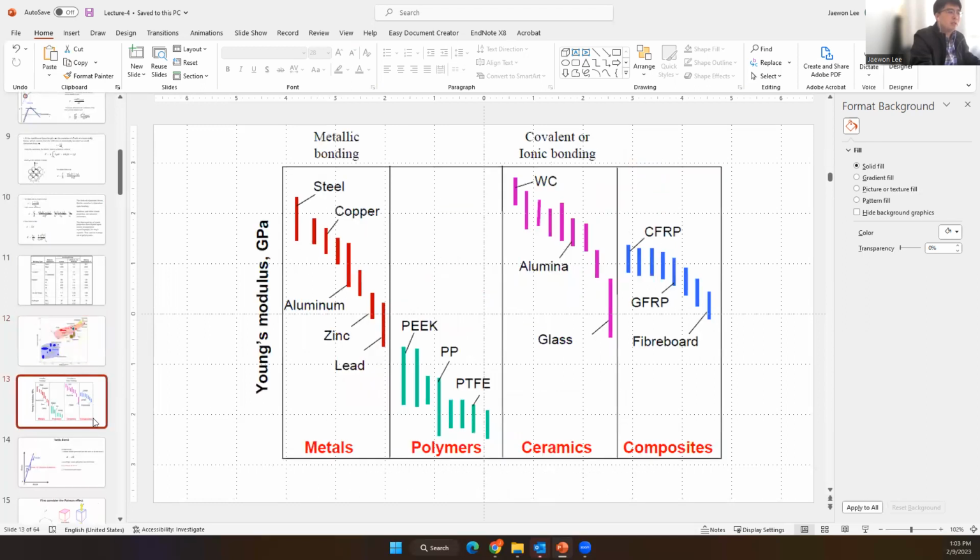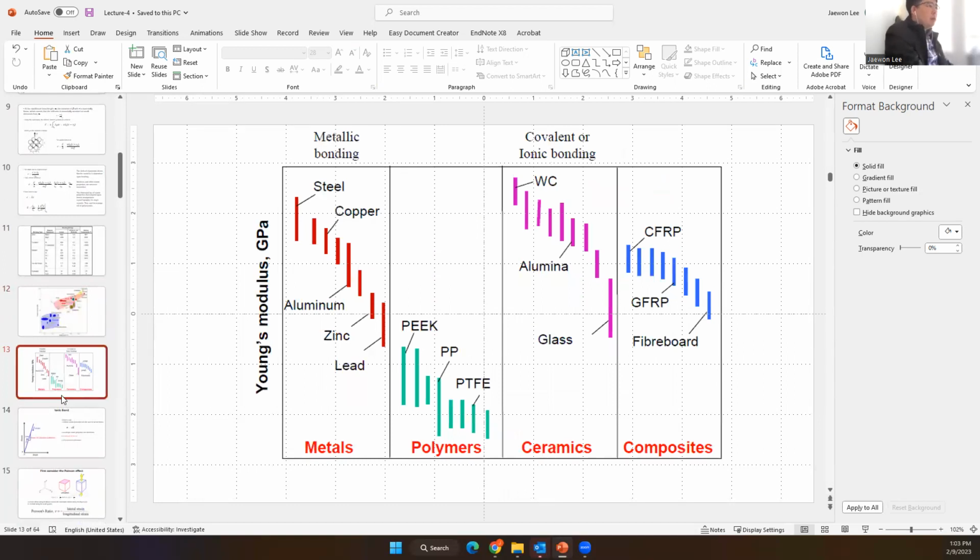Do you understand? So metallic bonding, covalent bonding, or ionic bonding can affect the Young's modulus significantly because of their interatomic force. This is a list of the Young's modulus according to the metal type, polymer type, ceramic type, and composite type.